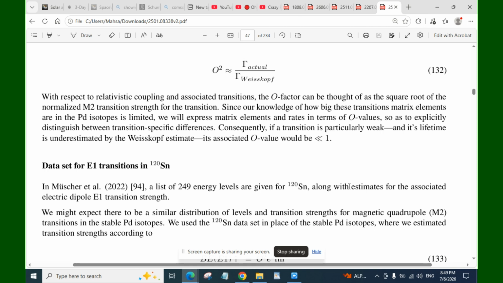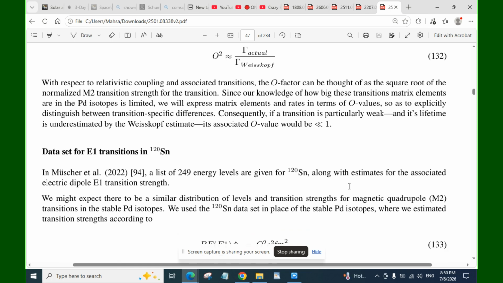Since our knowledge of how big these transition matrix elements are in this paradigm is totally limited, we will express matrix elements and rates in terms of the O values so as to explicitly distinguish between transition-specific differences. Consequently, if a transition is particularly weak and its lifetime is underestimated by the Weisskopf estimate, its associated O value would be less than 1.